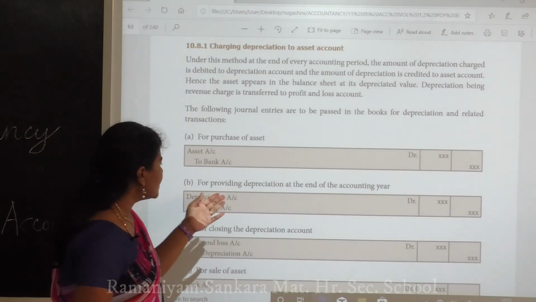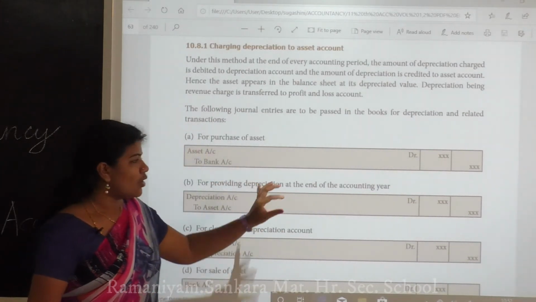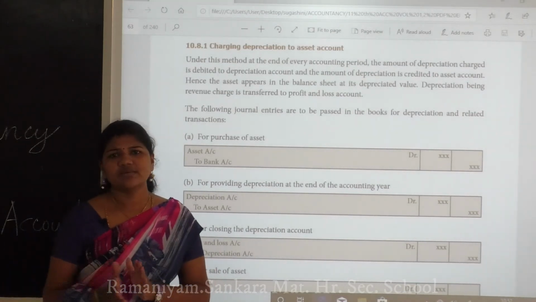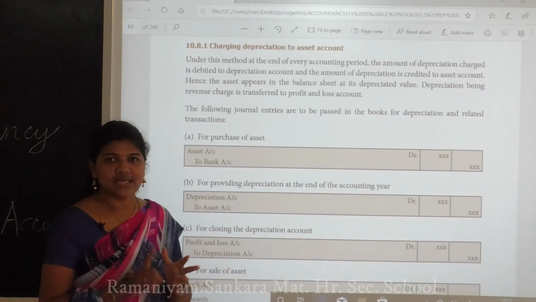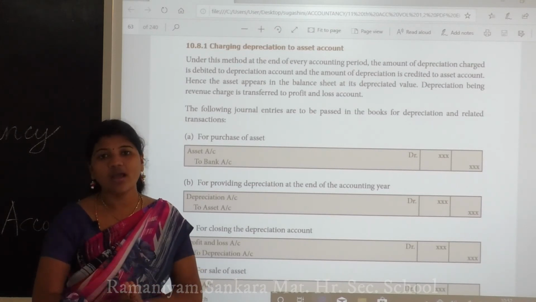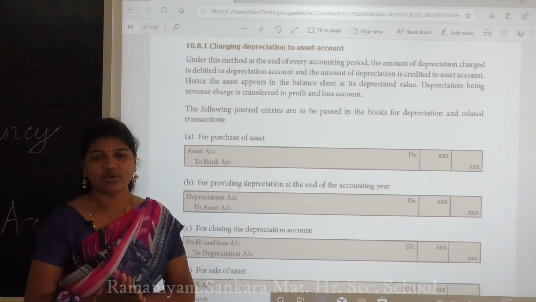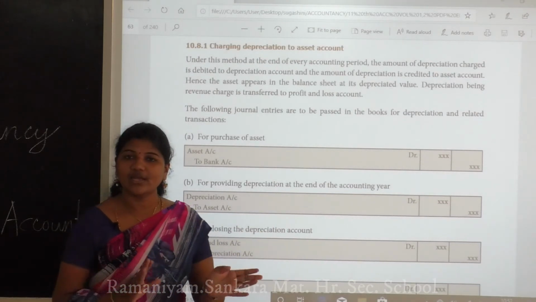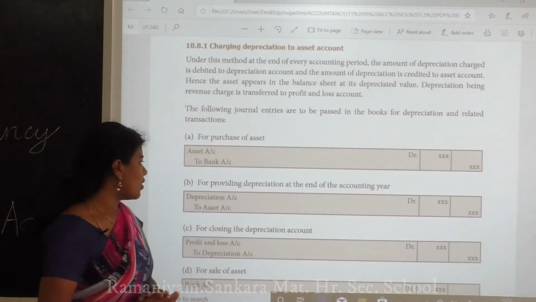For providing the depreciation at the end of the accounting year, you already know the accounting year is 1st April to 31st March. That is the accounting year. This is a very important thing in accountancy, students. Note it and always remember it. So we have to calculate here at the end of the accounting year. At the end of the accounting year we use depreciation account debit to asset account credit.